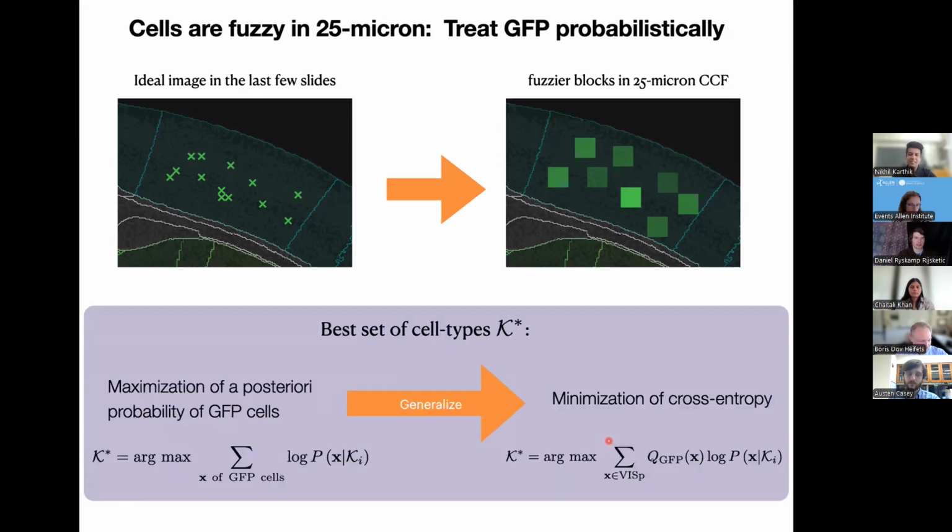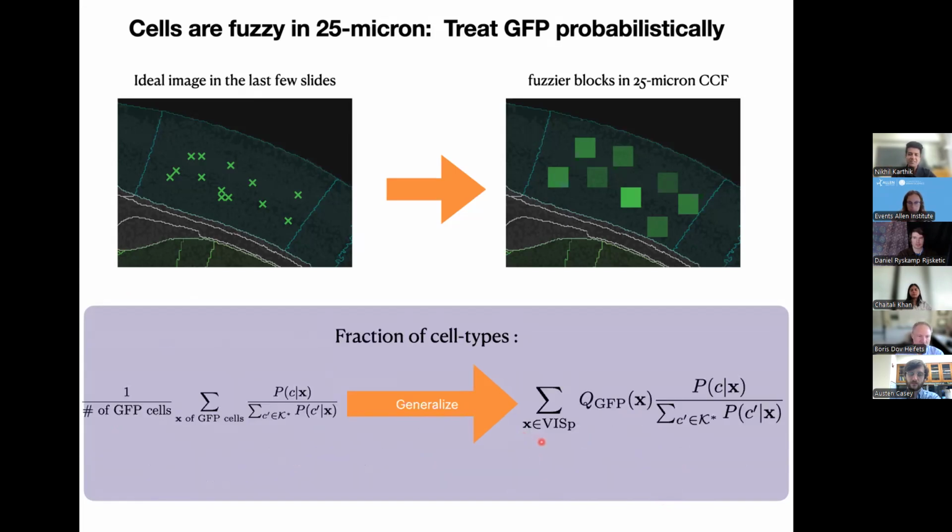Once we have this probabilistic approach to the GFP, we also have to generalize all the expressions I showed before. For example, instead of maximizing the probability in the maximum likelihood approach, we had to minimize the cross entropy loss between the cell type probability and the spatial probability of GFP, which is given here. Even though they are different terminologies, the resulting expressions are pretty similar, except for the GFP probability here. So we want to maximize this to get the best set K star of cell types. From that best K star, we can find the fractions by summing this expression over the full Wisp, not just over GFP, and so unweighted by their GFP probabilities. So this is the idea from which we obtain the results.